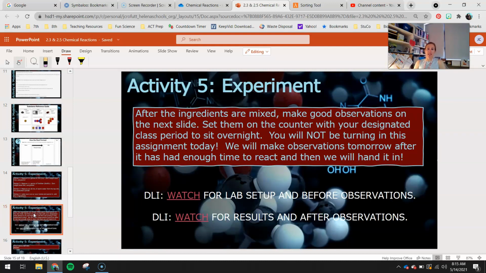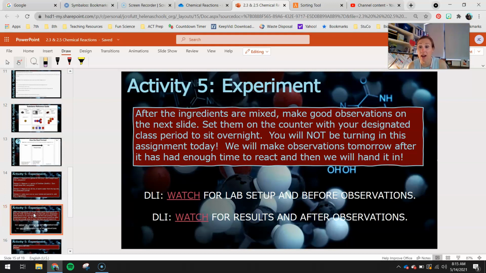Okay, so after the ingredients are mixed, make good observations on this next slide here. Set them on the counter with your designated class period to sit overnight, so I'll let you guys know where you're setting yours. You will not be turning in this assignment today, so do not hand this in with the exception of DLI. DLI, you guys will be able to finish this today.